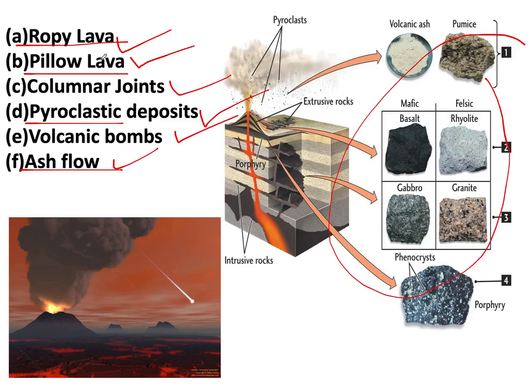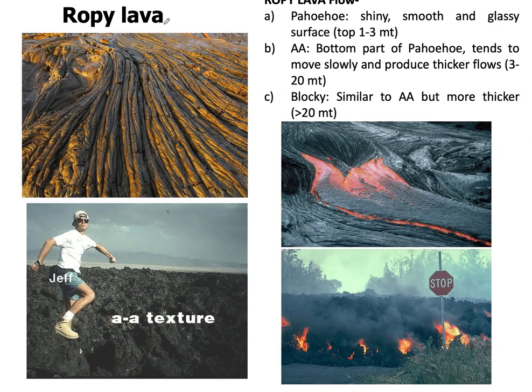Now when we are discussing ropy lava, okay, this is ropy lava. Why? Because they are in the form of ropes, right? You can see them in the form of ropes. That's why it is known as ropy lava. Now ropy lava actually flows differently, and the ways that they flow are termed pahoehoe, aa, and blocky. Pahoehoe flow is actually very smooth and shiny flow. You can see this is smooth and shiny flow. This is known as pahoehoe flow of ropy lava.